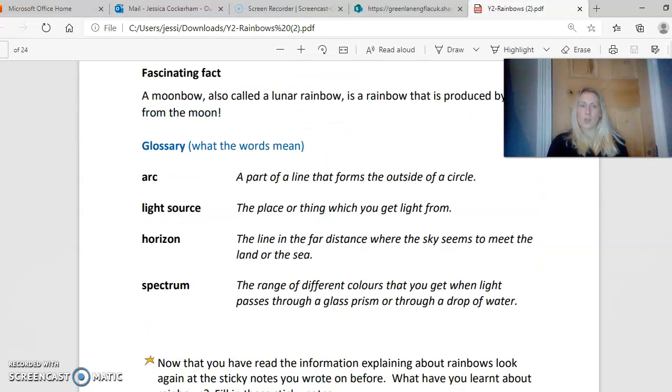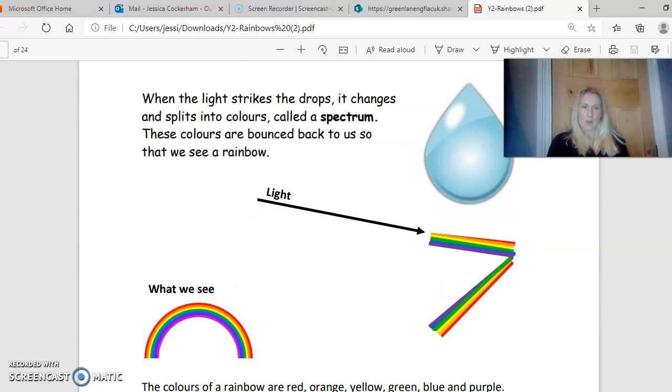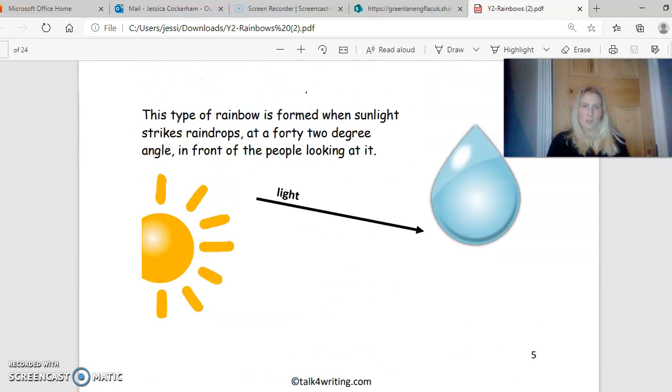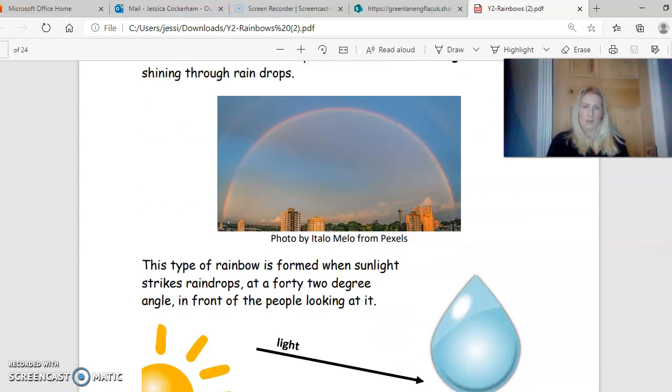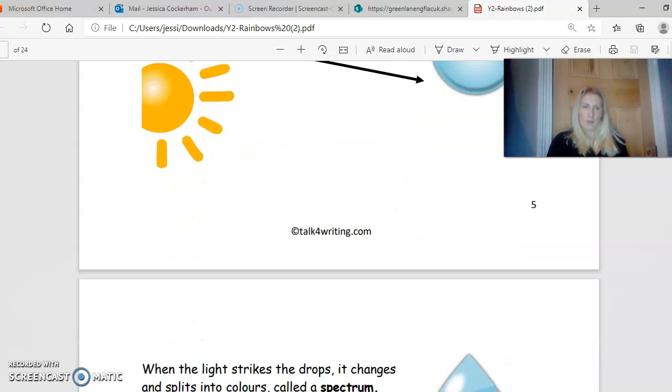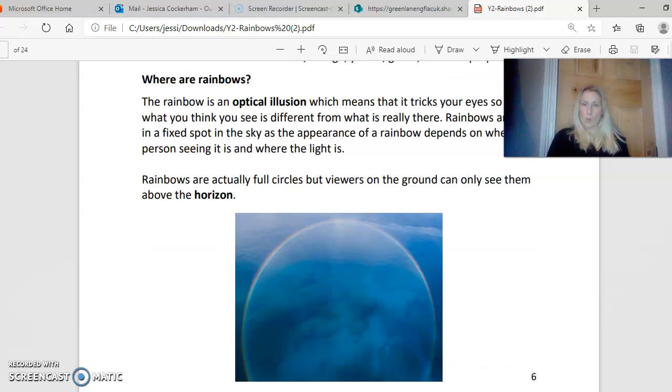Shall we go? Right, I'm going to go back and I'm going to find where it says optical illusion. And I think, oh, where was it? I haven't found it. It's not there. Here. Where are rainbows? The rainbow is an optical illusion, which means that it tricks your eyes. So what you see is different to what is really there. So see if you can put that in your own words.